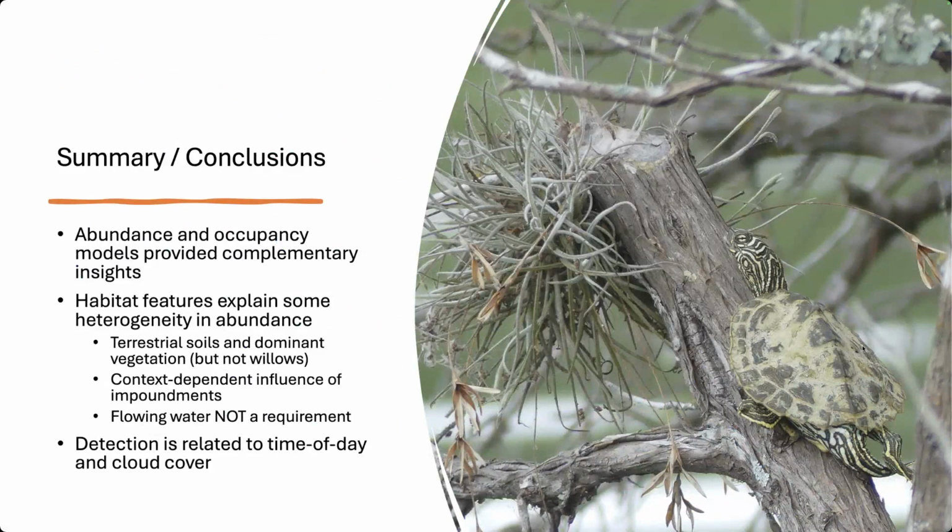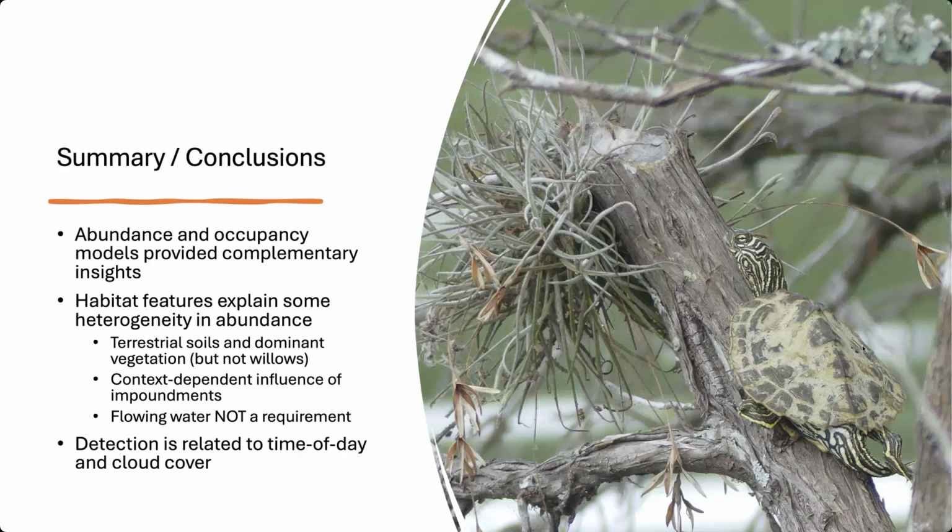Because I did not really go through occupancy modeling, I'm just going to tell you right now, you can trust me, I can send you our report, but abundance and occupancy models basically provided complementary insights into both the distribution and abundance of map turtles. We know that habitat features explain some heterogeneity in abundance. For example, map turtles attained higher abundances where terrestrial soils were loam or sandy, and the dominant vegetation was hardwoods.